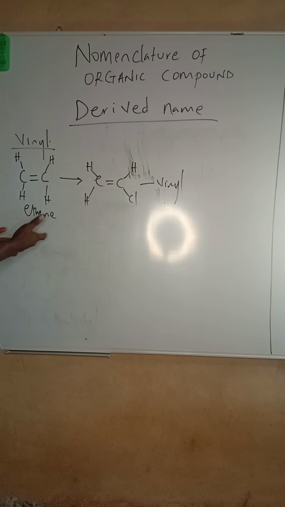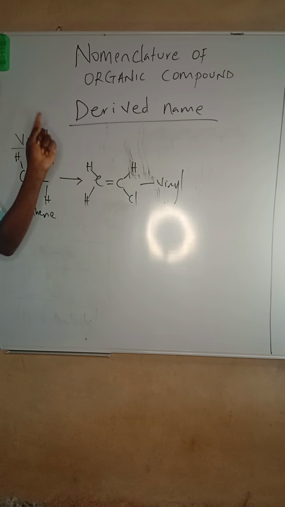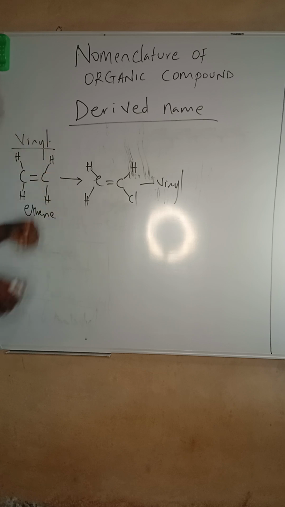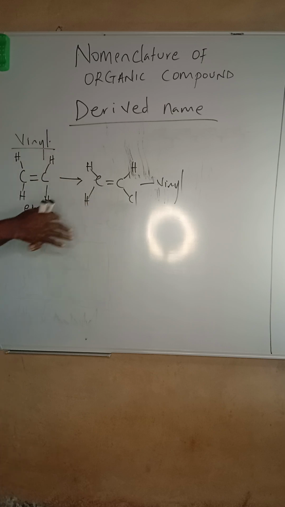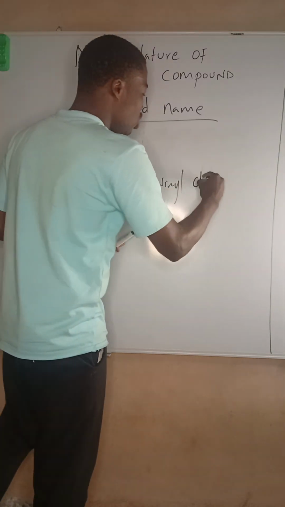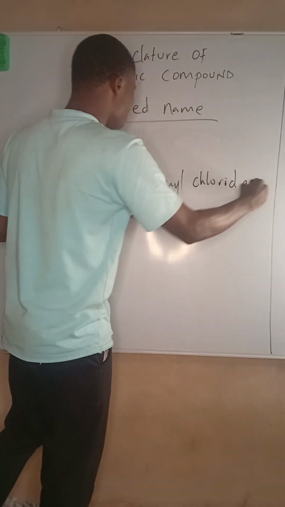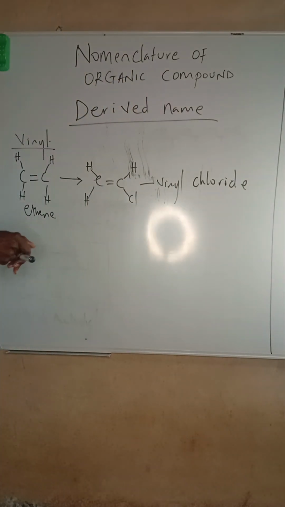Ethene is also called ethylene. So anytime the ethylene group of an alkene, the group carrying the double bond, is substituted, we have a vinyl. So this is vinyl chloride. If the chlorine was replaced with OH, the derived name will be vinyl alcohol. The IUPAC name will give us another type of name.